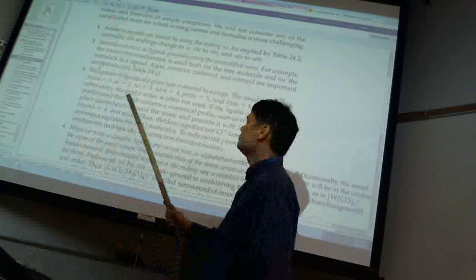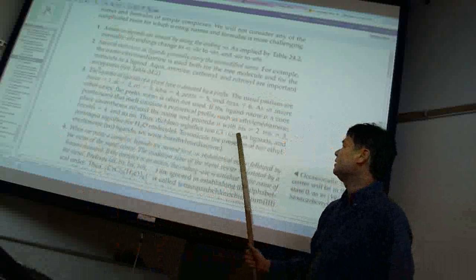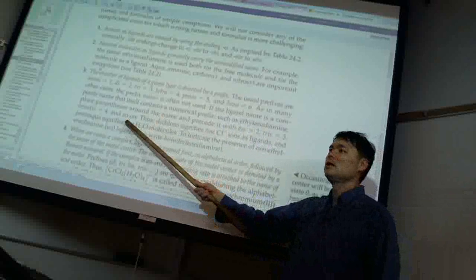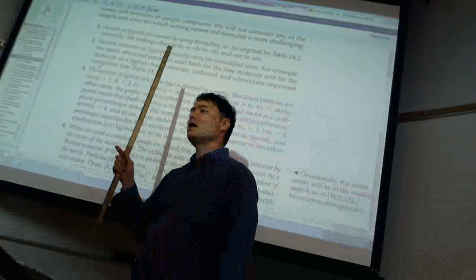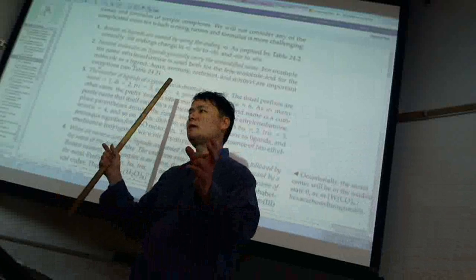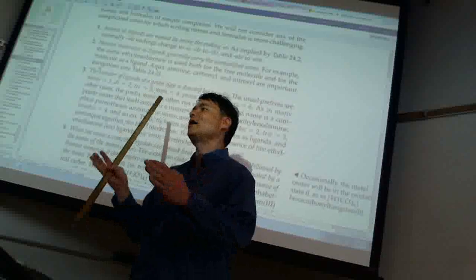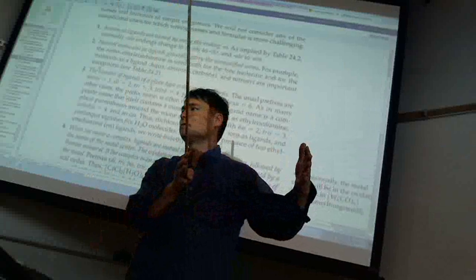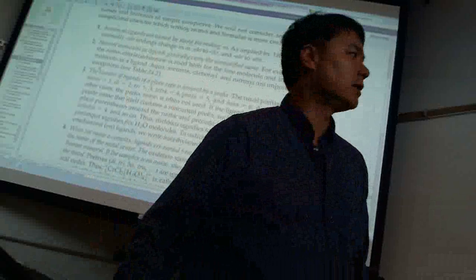And so we aren't going to use di, we're going to use bis, tris, and tetrakis. If I have 2 ethylene diamines, I'd say bis ethylene diamine. Bis ethylene diamine would imply that I have 2 ethylene diamine molecules attached to it. And so it would look like this.